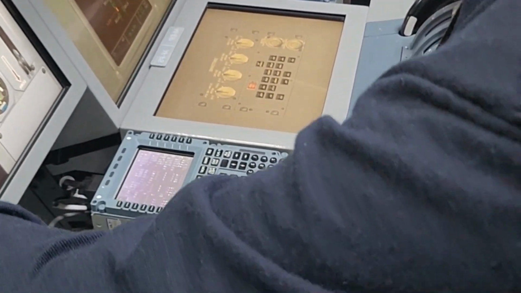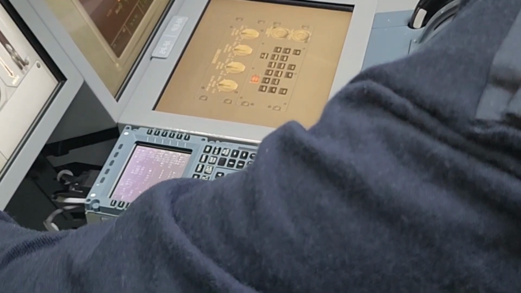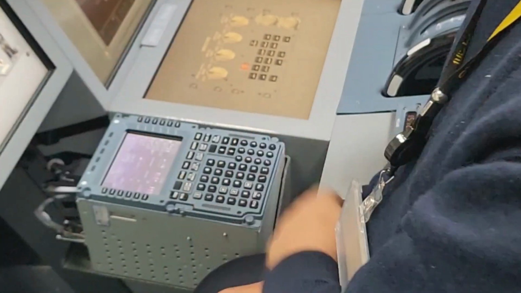So what is that? Once when I take off, I'm gonna go straight out until I reach this point, which is this blue line, which is 15 miles.